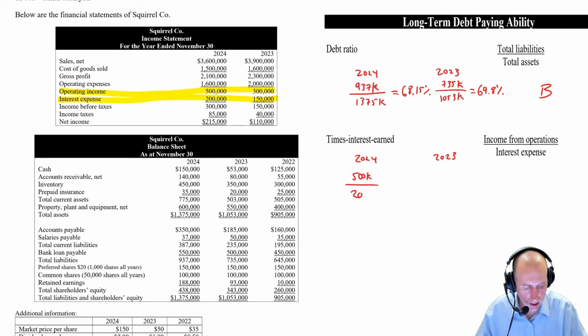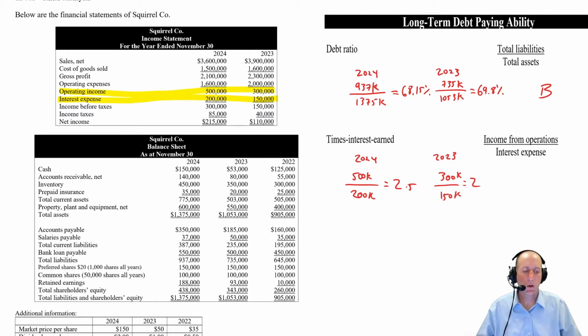500 divided by 200 is 2.5, and the year before was 300 divided by 150, and that's 2. So last year I could cover my interest bill 2 times over. This year, 2.5 times over. Well, I'm more able to cover my interest bill. This is better, right? I just have more operating income with which to pay my interest. I'm in a better long-term debt paying situation here.